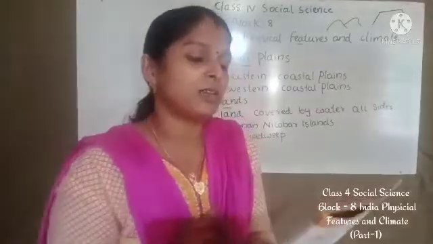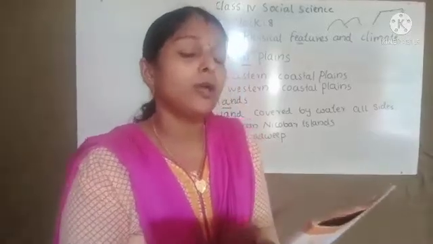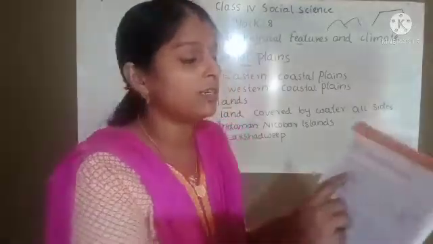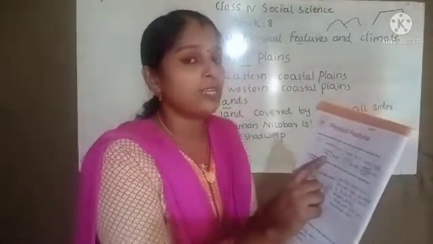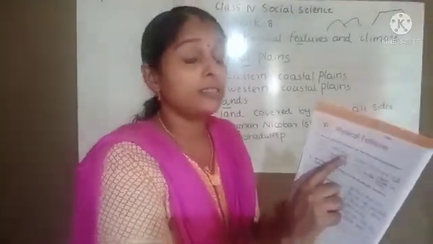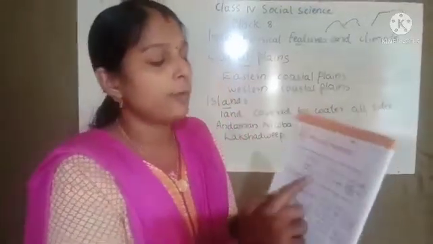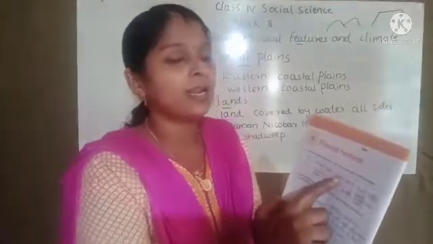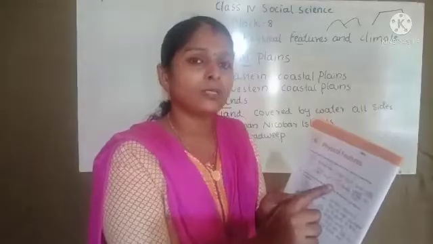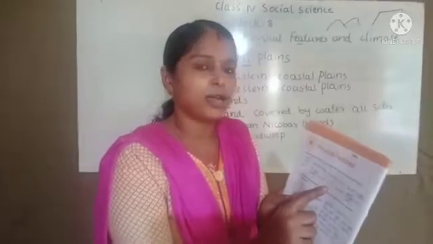So first physical feature we can write mountain. Just below the mountain, which state can we write? Himachal Pradesh. Okay, so first physical feature is mountain, just below, state, you can write Himachal Pradesh. Then second physical feature plains, just below that you can write Punjab. Then third, next physical feature plateau. Then what can we write downside? Maharashtra. Plateau is in Maharashtra.